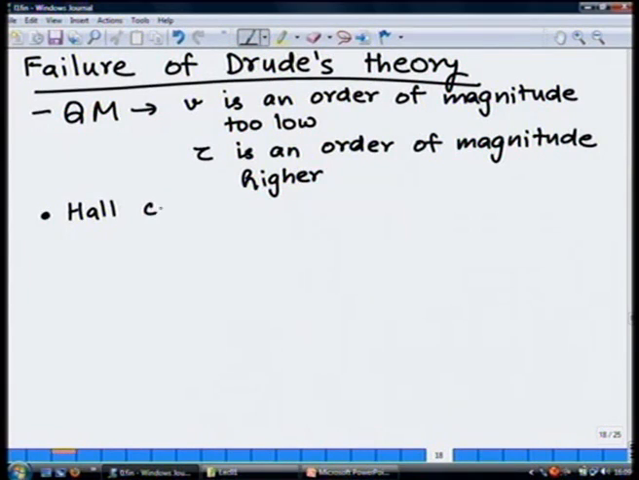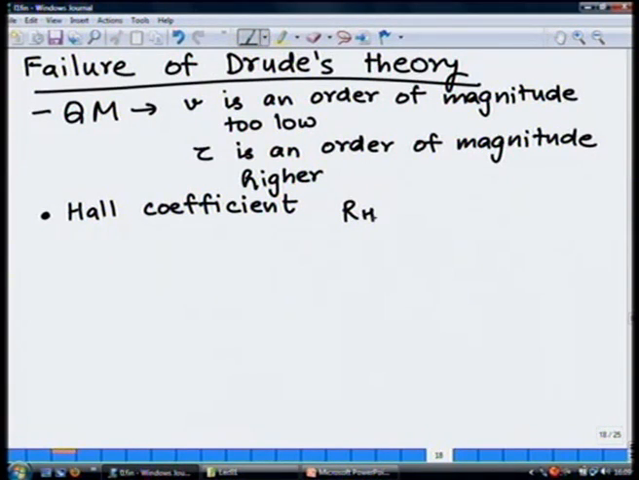For example, take Hall coefficient. In the context of Drude theory, if I look at the Hall measurement, Hall coefficient, with which I will assume that you are familiar. If you are not, maybe read up a textbook on the Hall effect, which is taught to you in school also. But I assume that you know this.